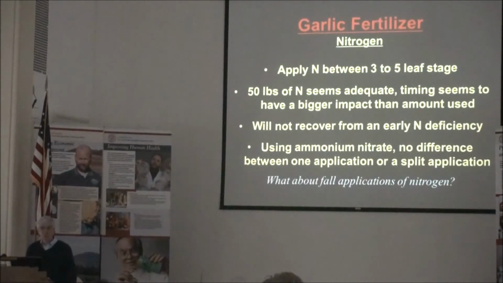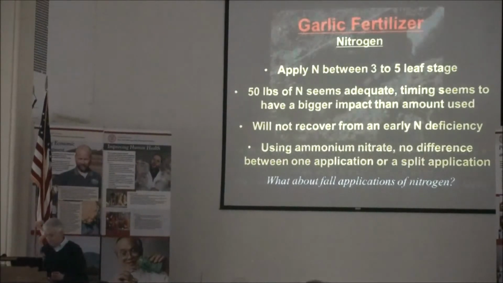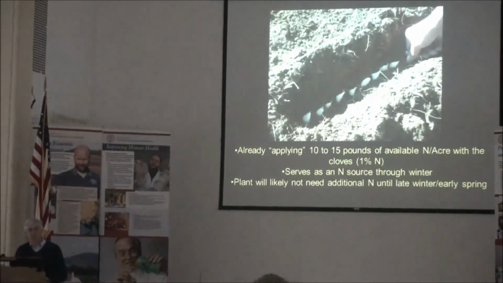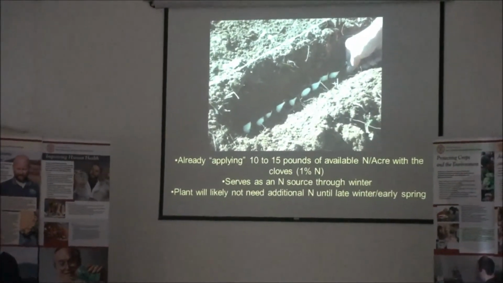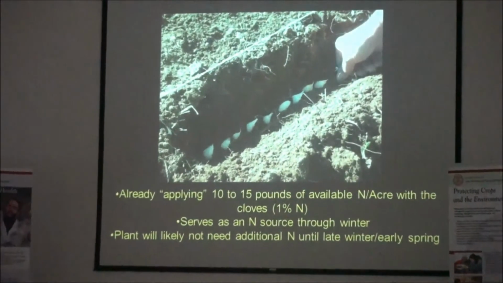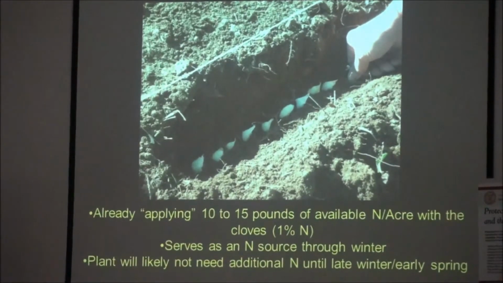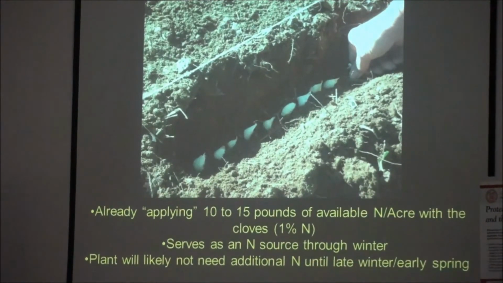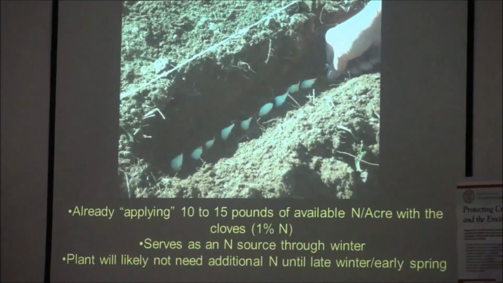Okay. So the question comes in, what about the fall applications? You'll read recommendations in other states that talk about putting half of the nitrogen on in the fall. I'm concerned about that, because do we really need that and run the potential that we could be leaching? And think about when we plant the cloves in the fall, we're actually putting down nitrogen in the cloves themselves. It's available to that developing plant.